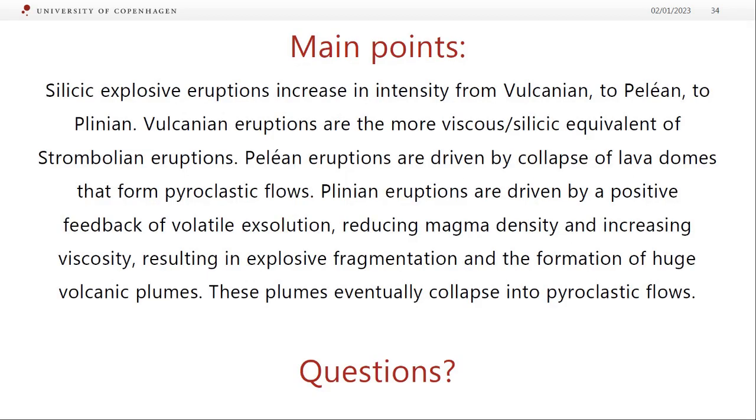All right, so silicic explosive eruptions increase in intensity from Vulcanian to Peléan to Plinian. Vulcanian eruptions are the more viscous or silicic equivalent of Strombolian eruptions. Peléan eruptions are driven by the collapse of lava domes, and they have to have pyroclastic flows, otherwise it's not a Peléan eruption. And Plinian eruptions are driven by this positive feedback of volatile exsolution, reduced magma density, and increasing viscosity, and this causes explosive fragmentation and the formation of these huge volcanic plumes. These will eventually collapse and make pyroclastic flows. Does anyone have any questions about that?